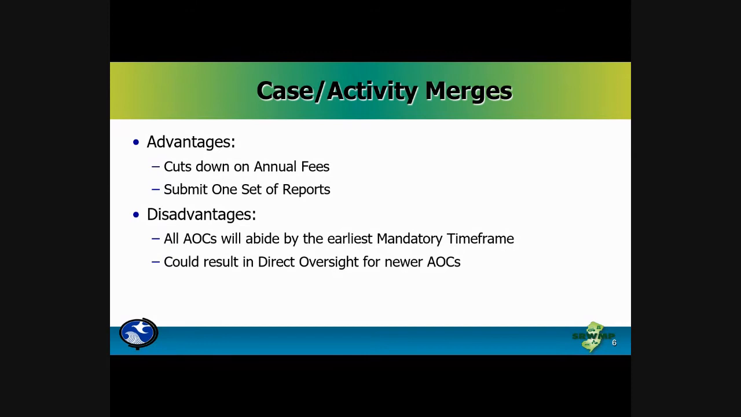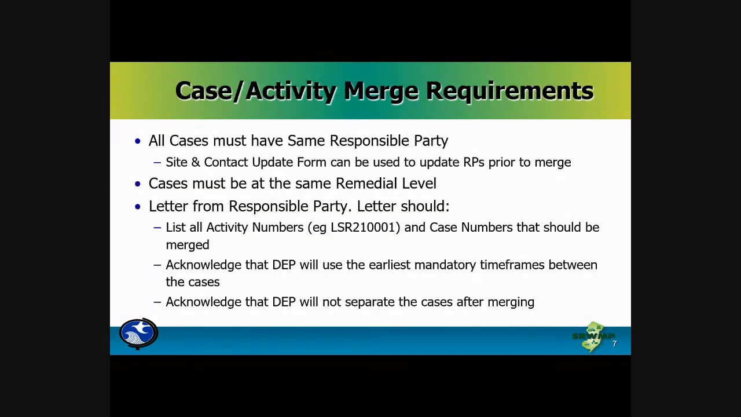Well, that's easy. If you want to merge cases, all the activities to be merged must have the same responsible party. If any of the activities have different responsible parties, then a site and contact information update form should be submitted for the activities that need the update prior to the merge. The form can be submitted to our SRP underscore submissions email, along with supporting documentation if it is warranted.